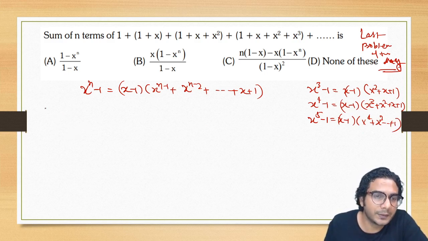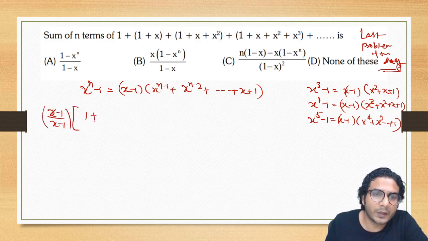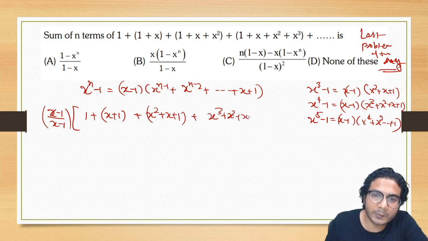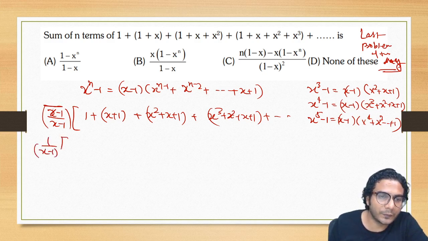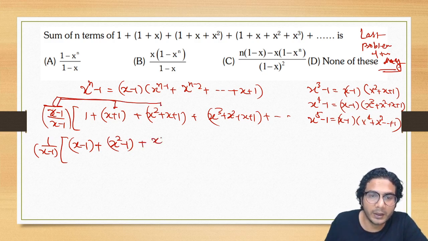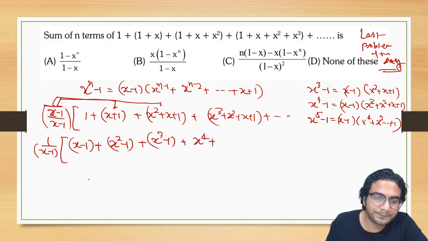So what to do in this question? Alright. Let's multiply and divide by x minus 1 this whole expression, alright. So 1 plus x plus 1 plus x square plus x plus 1 plus x cube plus x square plus x plus 1, okay, and so on. As you take this x minus 1 inside and keep this x minus 1 in the denominator outside, it is going to be x minus 1. Then x minus 1 into x plus 1 is going to be x square minus 1. X minus 1 into x square plus x plus 1 using this formula is going to be x cube minus 1. Then x raised to 4 minus 1. Got it? Yes, got it. X raised to 4 minus 1 and so on up to infinity.